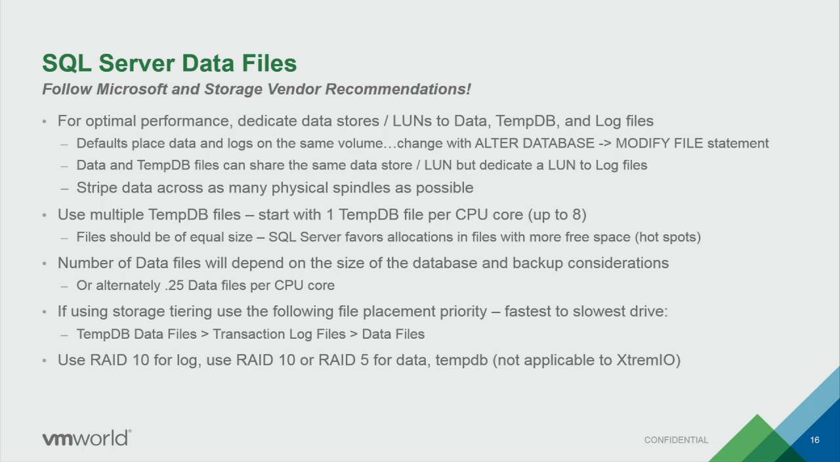If you're using storage tiering and you have different speeds of storage, tempdb files go on the fastest. Then you go with logs, then you go with data files. And then for your log data, you typically want to use RAID 10, and you could use either RAID 10 or RAID 5 for data and tempdb.